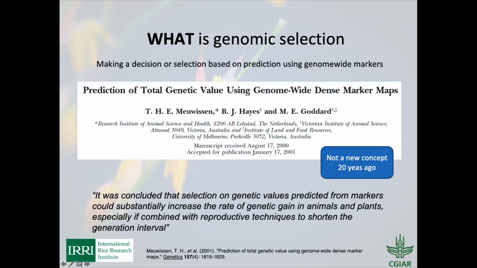So I just thought of, okay, what is genomic selection? It is just making a decision based on a prediction, which is done using genome-wide markers. In some cases, we can also do it with pedigree data, but it's more effective using genome-wide markers because you can do within-family selection too. This is not a new concept. It has been well established over two decades and has been proven to work in multiple animal species and crops, as discussed in the last few days.